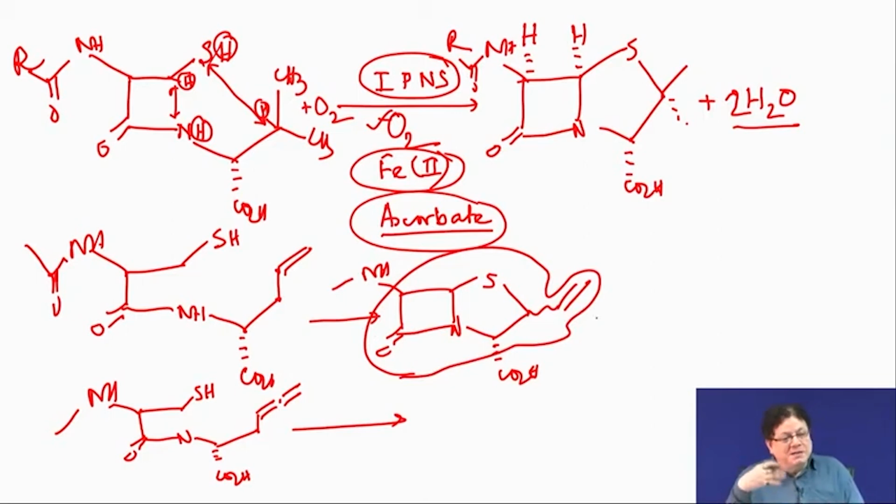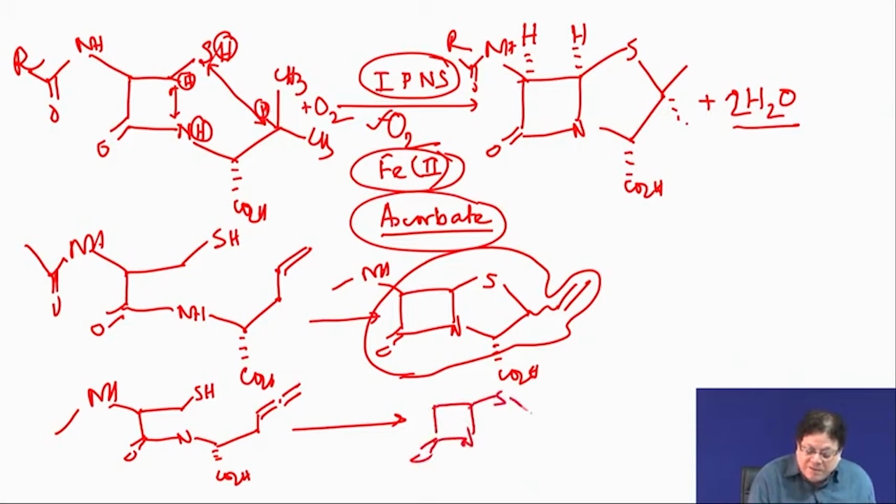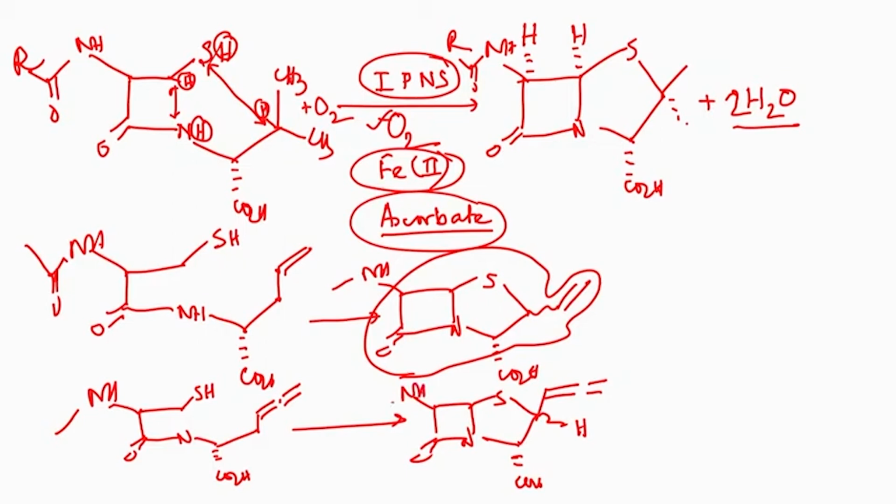You are replacing the methyls now. That is synthetically not possible, very difficult. So, if you take this allynic amino acid, now you get this allynyl penicillin. Okay. But this was possible only when the biosynthesis was known, this enzyme was characterized.